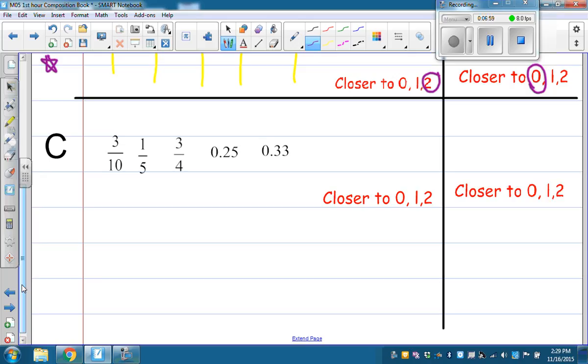Which two give the largest sum? What should you look for, Lennon? Which two are the greatest? Would it help if these were all decimal or all fraction? Yes. So, Andrew, you want to do some converting for me?